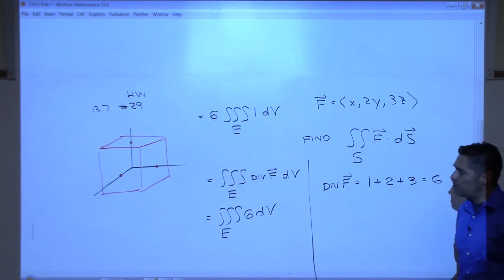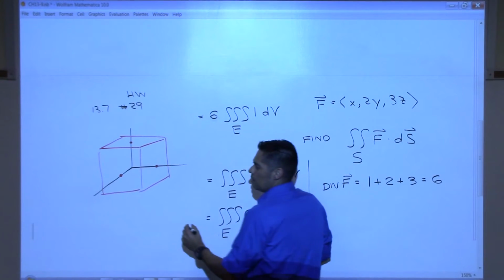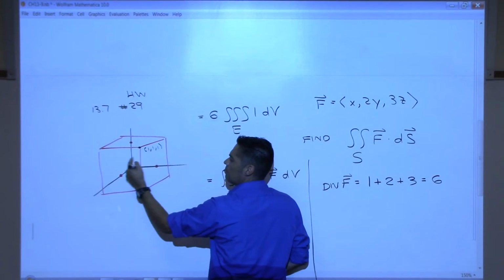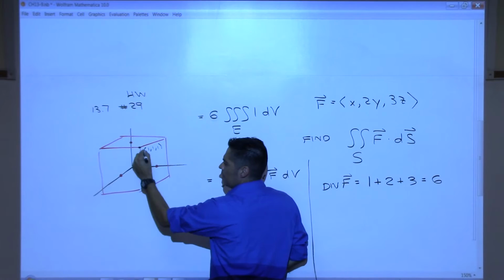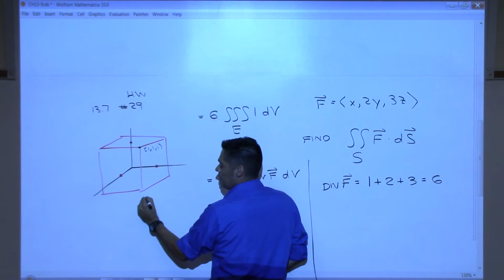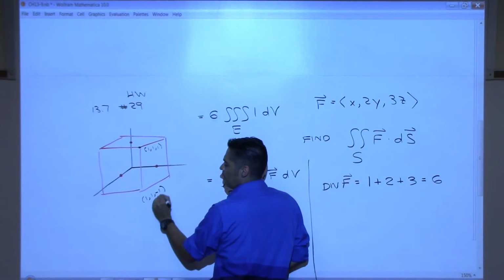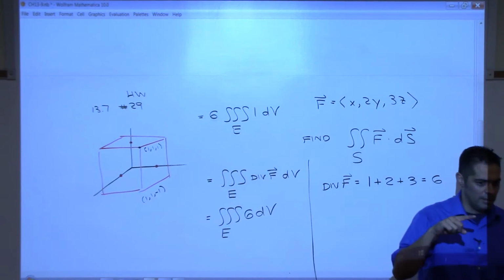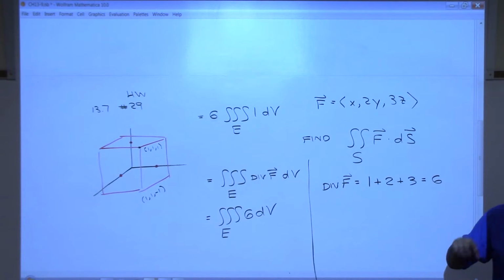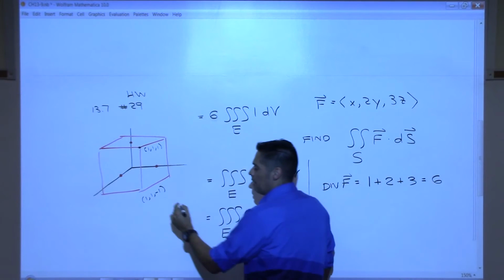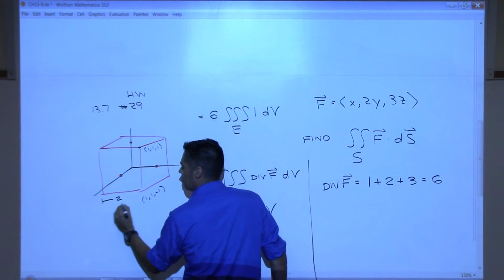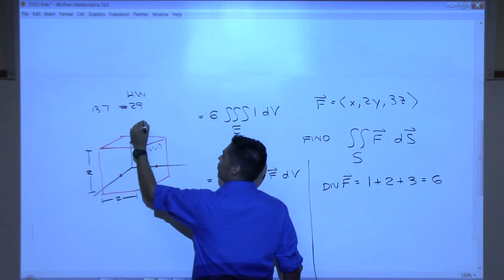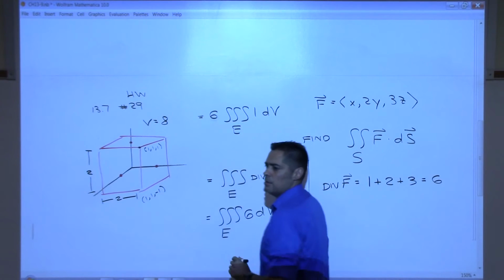And what's the volume of this cube? Be a little careful here. This point right here was (1, 1, 1), right? This one down here was (1, 1, -1). So the distance between these two is actually 2, not 1. So each side of this cube has a length of 2. Understand? So the volume of this cube is 8.